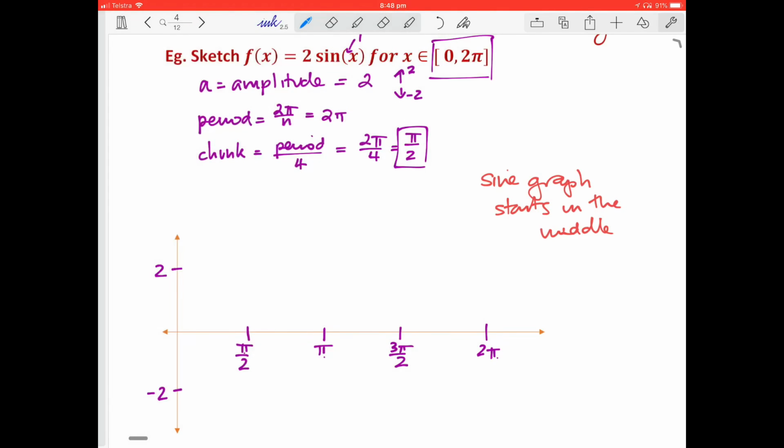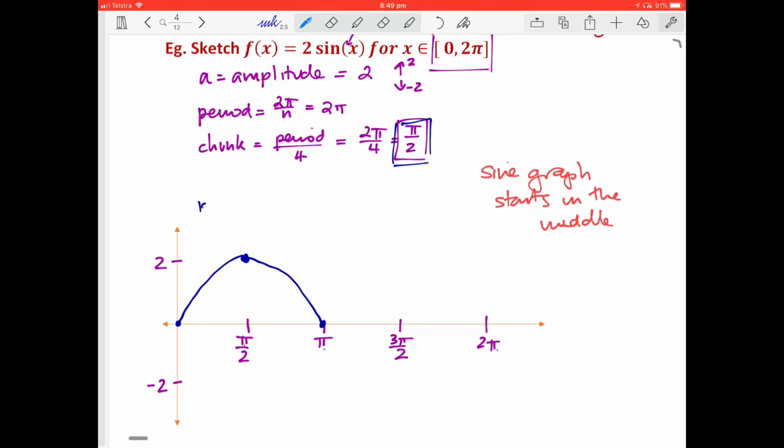Blue. Okay, it starts in the middle, so it starts at 0. Now, our chunk, we know, is pi on 2. So every pi on 2 is a quarter of a circle. So we know it's going to go to its maximum because it's a sine graph. It's then going to have another chunk which goes to pi, so it's going to come down. So that's the first quadrant.